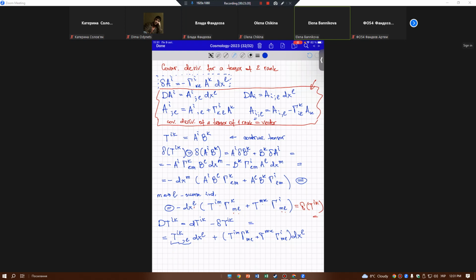And if I want to write, so this is what we obtain. This is the differential, the t_ik. In principle, we can already put it in some frame.